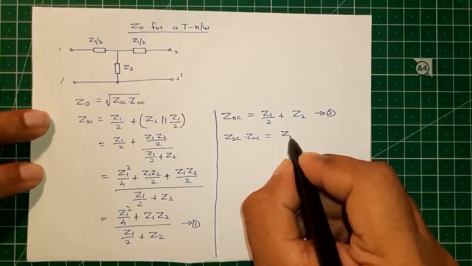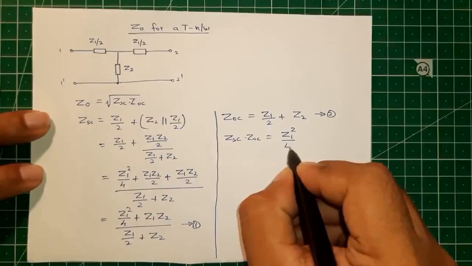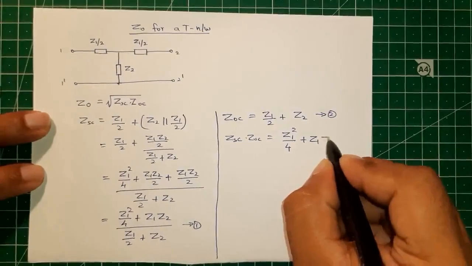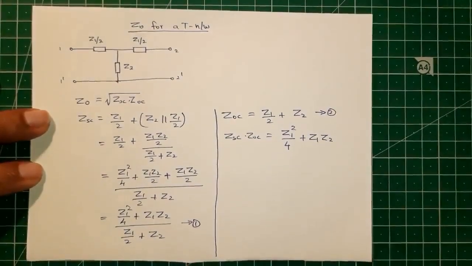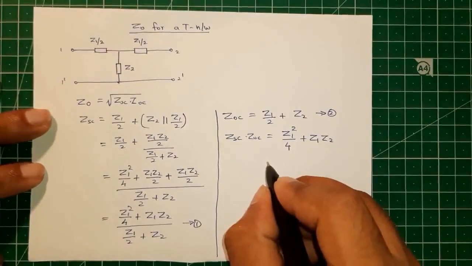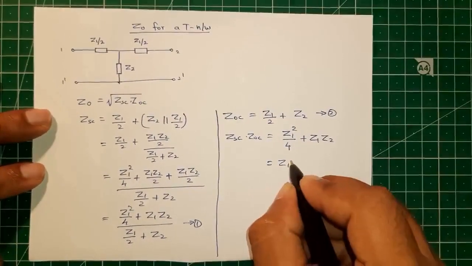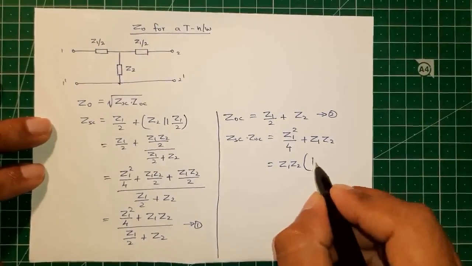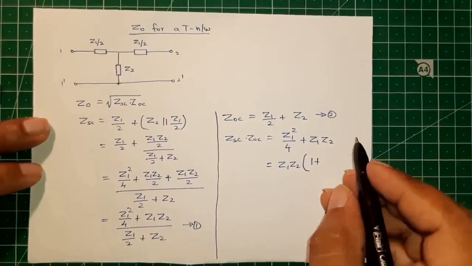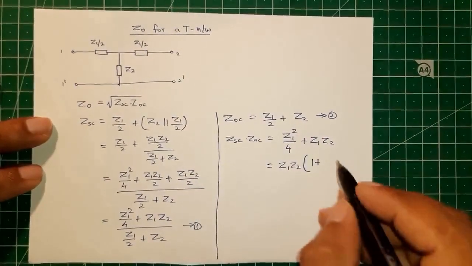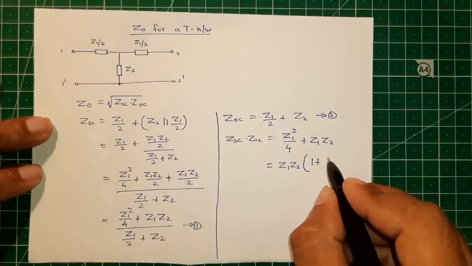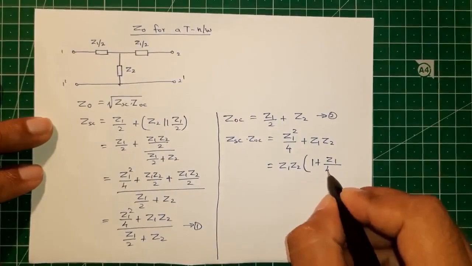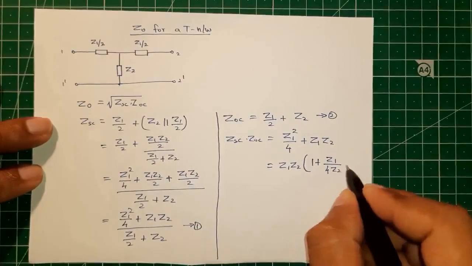So in effect we will get the numerator, that is Z1 square by 4 plus Z1 Z2. For convenience sake, we will rearrange this term by taking out Z1 Z2 as common. So this is taken out, so here it will be 1, and we take one Z1 out of this, so we have Z1 by 4 Z2 here. The denominator we multiply by 1 Z2.